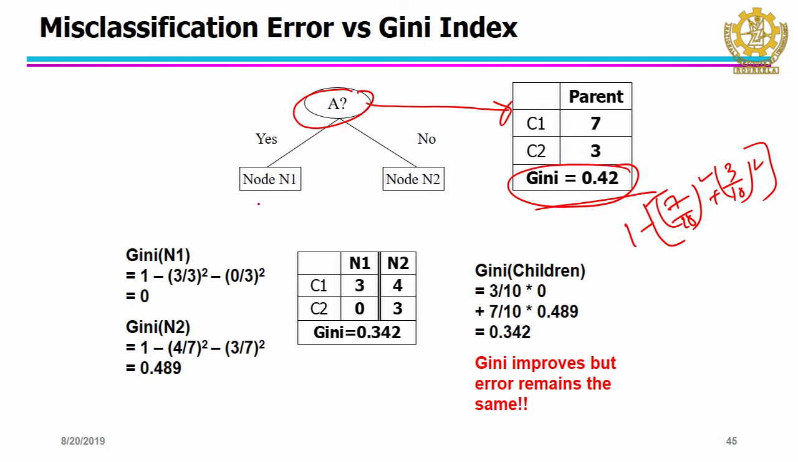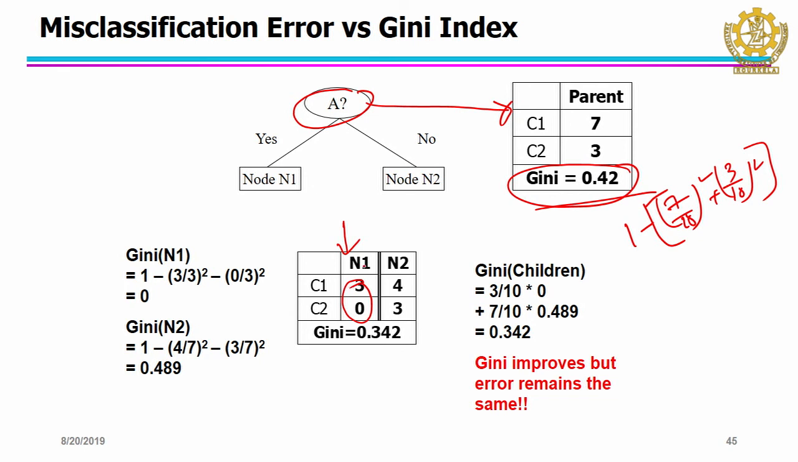Now, if you split, that is the distribution after splitting. We have the classes C1, C2, and the node-wise distribution is like that: 3 0 and 4 3. So, in this node, will we get the maximum Gini value or the minimum Gini value?